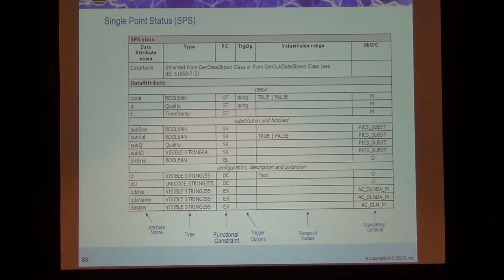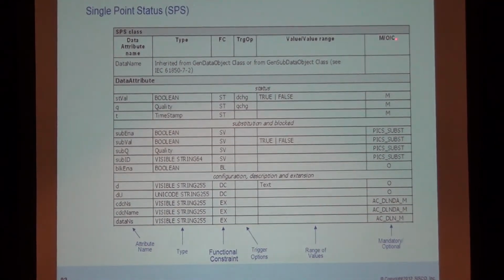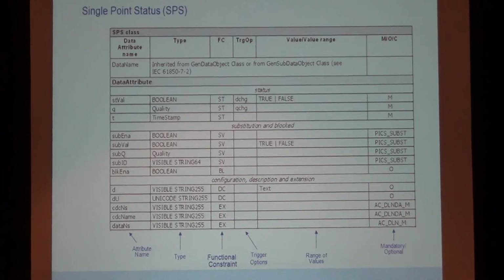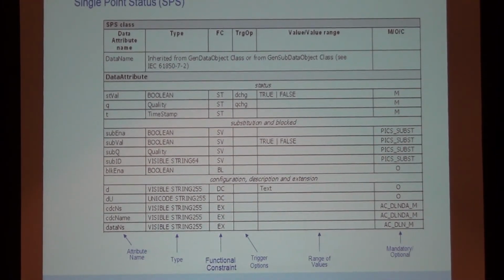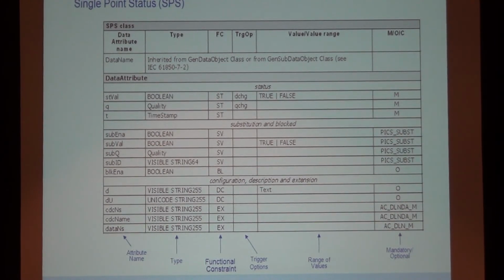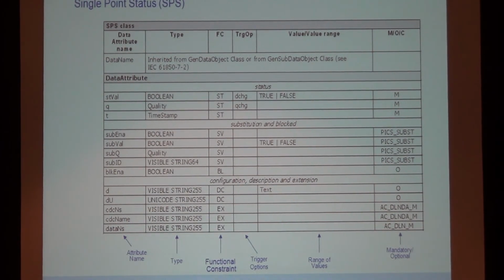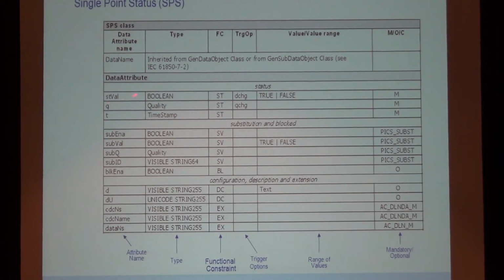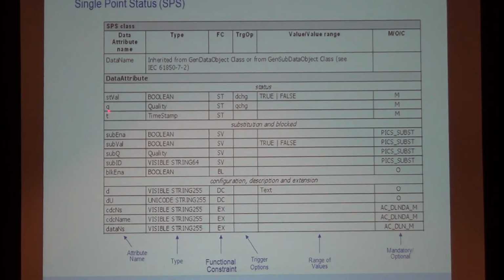So if we look here, this is what's called a single point status. This is the definition of a Boolean point in 61850. And we have this column here called mandatory and optional, and essentially everything that's M is mandatory, everything else is optional. So the whole object may look very complex, but in fact it boils down in practice to a relatively simple object that's got a status value, which is true or false, a quality, and a timestamp.